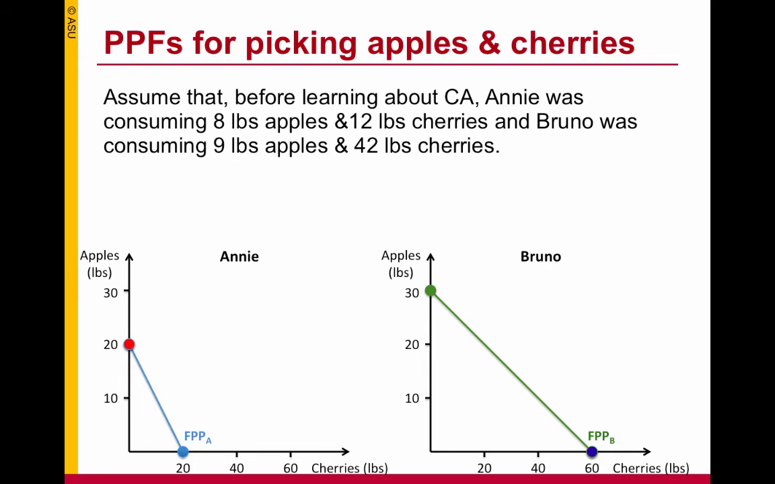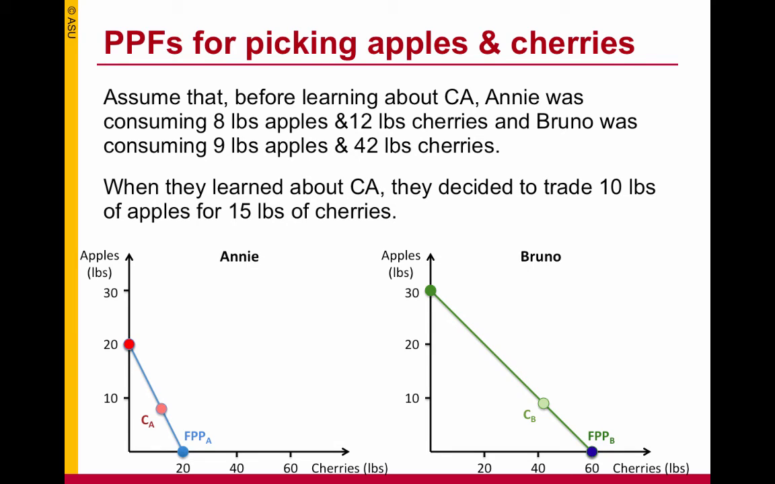To help us illustrate how they benefit from this complete specialization, assume that before learning about comparative advantage, Annie was consuming 8 pounds of apples and 12 pounds of cherries, and Bruno was consuming 9 pounds of apples and 42 pounds of cherries. That's a lot of cherries. This is just fine. They were both consuming all that they could pick since both of these combinations are on their PPFs. This is where it becomes interesting.